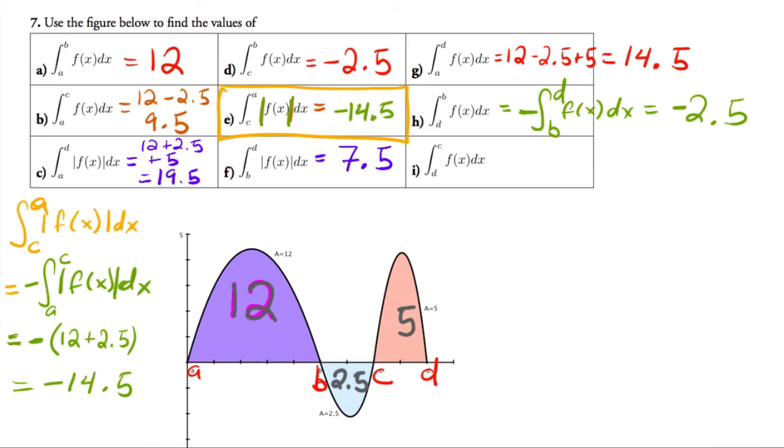And then from d to c, again, you have to flip it. Negative from c to d of f of x dx, and that's equal to negative, from c to d is 5. And that's it.